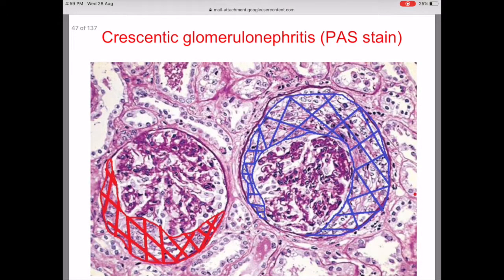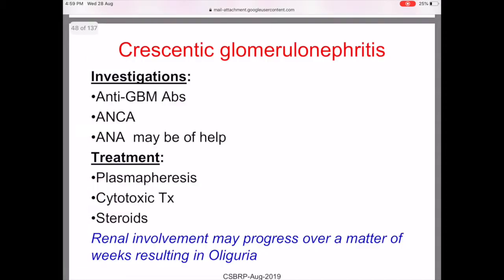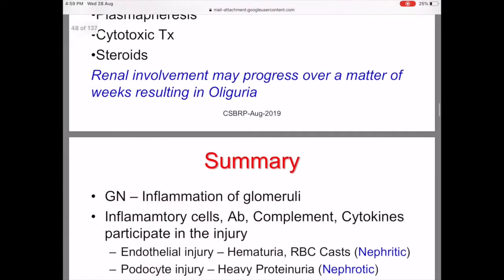So these are the appearances of glomeruli in RPGN, wherein typically crescents are formed in the Bowman space, obliterating the Bowman space completely. So investigations that you can do are anti-glomerular basement membrane antibodies, ANCA demonstration, and anti-nuclear antibody may be of help. Treatment is plasmapheresis and cytotoxic therapy and steroids. Renal involvement may progress over a matter of weeks, resulting in oliguria.